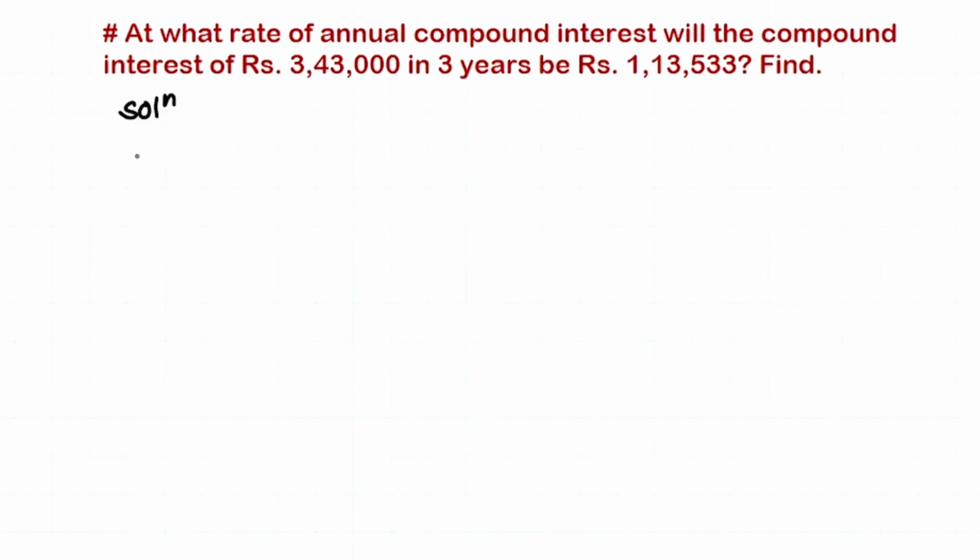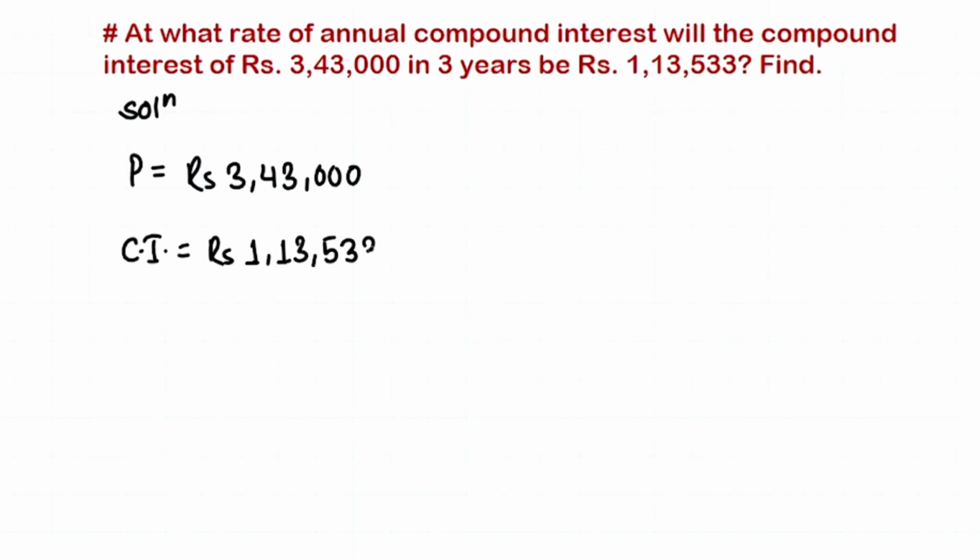Okay. So first, let's just write the given things. So we have our solution here. Our principal is equal to Rs 3,43,000. Our compound interest is Rs 1,13,533, and our time is 3 years. We need to find the rate.